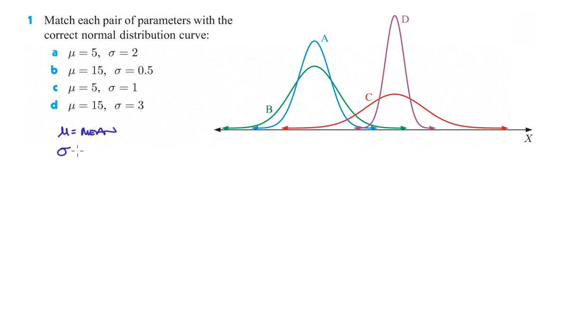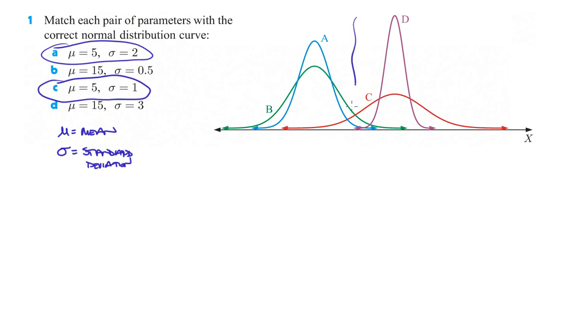And then a little o with the cape, sigma, I believe that is the standard deviation, okay? So the higher the mean, this is always going to be the middle number, okay? So 5 and 5, 15 and 15. So A and C are going to be with these two over here. And then the bigger the standard deviation, the more spread out the data is.